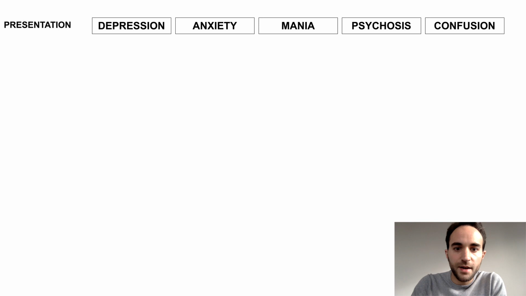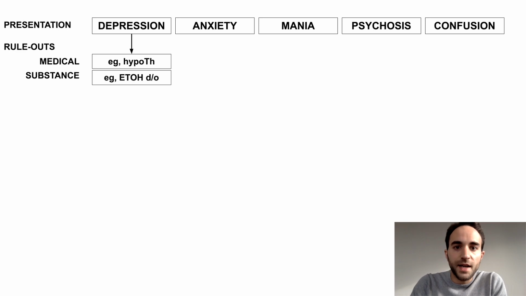Though this is not comprehensive, a simplified way of categorizing common presenting symptoms in psychiatric practice is depression, anxiety, mania, psychosis, and confusion. Starting with depression, let's walk through an example differential diagnosis. For every psychiatric symptom, you'll first want to consider and rule out medical-related or substance-induced causes. For example, for depression, one medical cause is hypothyroidism, and one substance-induced cause is chronic alcohol use.